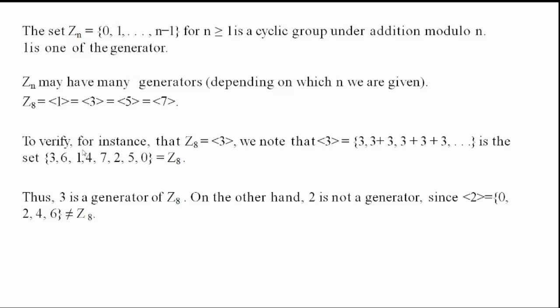So this Z8 set can be produced on the modulo 8 with 1, 3, 5 and 7. So that is what the theme is, to conclude: the same set can be produced with multiple elements, may not be the same element, maybe with multiple elements.